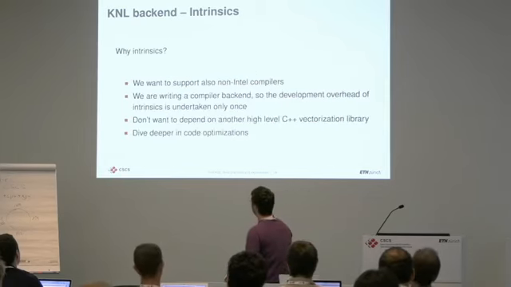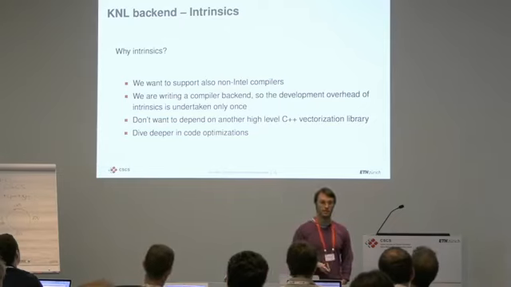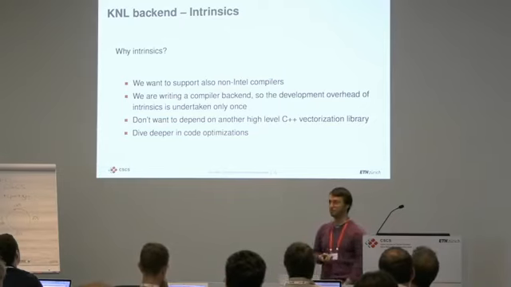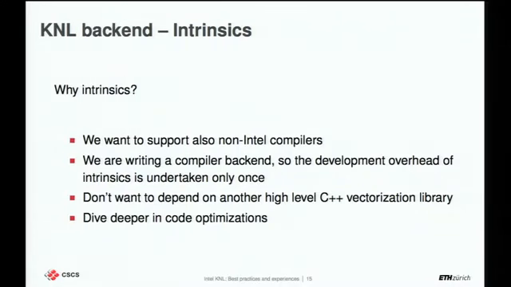First of all, we want to support other compilers like GCC or Clang, which are not so adept at auto-vectorizing. And in any case, it's not that we have every time for each mechanism to implement it again in intrinsics. Since we're writing a compiler backend, we undertake this overhead only once, and then we can adapt just this step, and then whenever somebody writes a mechanism, it will be vectorized.